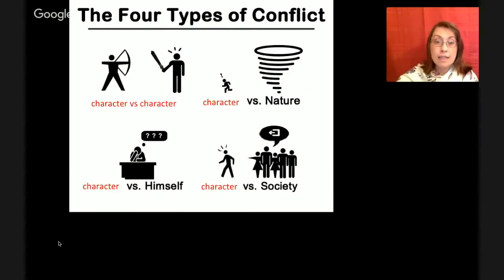All right, this illustration is to show you the four types of conflict. And so first we have character versus character. There's character versus nature, character versus himself, and character versus society. So you can kind of visualize what each of those means.